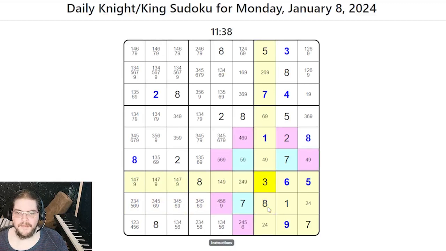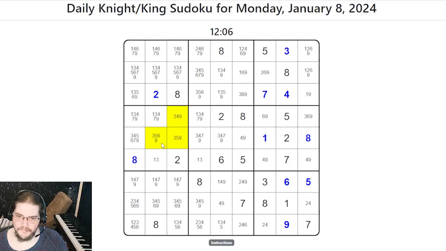We'll fill in that 3 and see what that affords us. We now have a 4-9 pair here, which means none of these other cells can be a 4 or a 9, which gives us a lonesome 5, which in turn gives us a 6. We then have this 1-3 pair here, which means none of those cells can be a 3, and none of these cells can be a 1 or a 3.